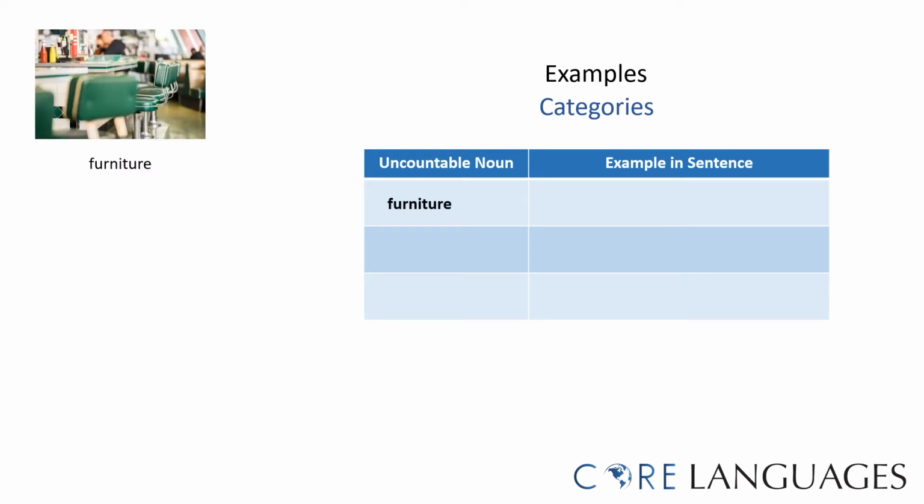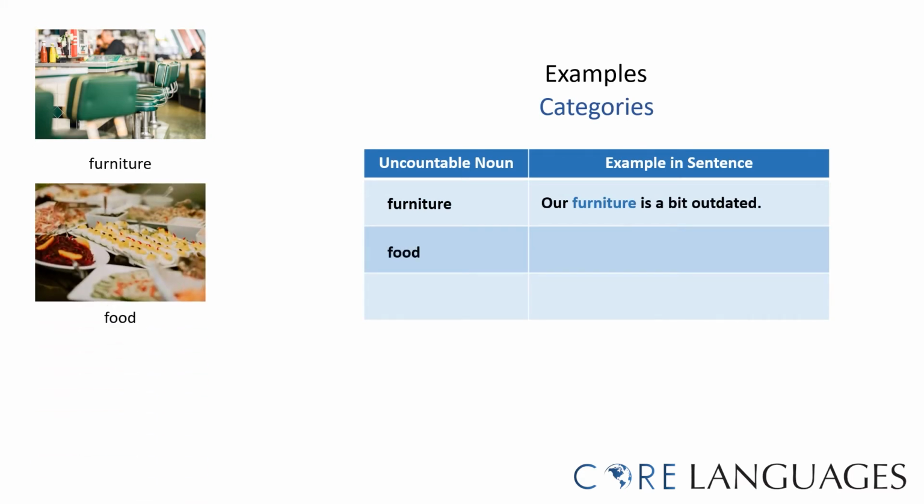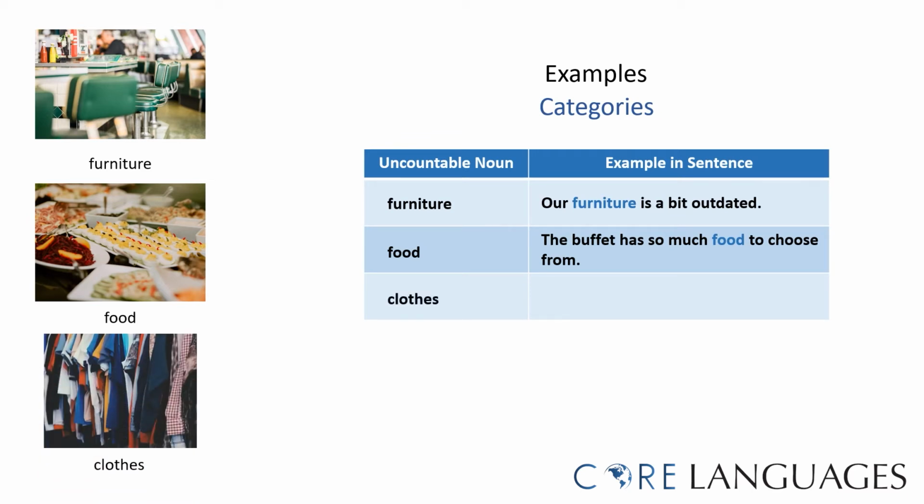For example, furniture. Our furniture is a bit outdated. Food. The buffet has so much food to choose from. Clothes. I have too many clothes. Notice that clothes is a plural uncountable noun. I cannot say two clothes or three clothes, but I can say too many clothes or a lot of clothes.